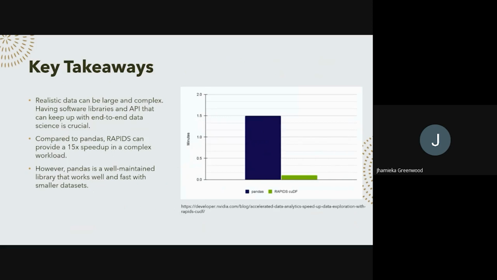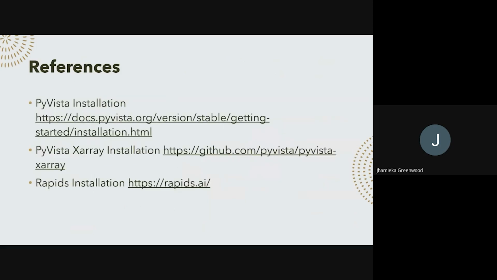And that's it for Vista and Rapids. And these are just some of the references that I used for the install. So just the links to the sites for Vista, Xray, and Rapids. And then they also have a lot of cool examples that you can work through, if you're a little rusty in Python and doing plots and visualizations with it, working through these examples was really helpful. And then also applying it to Xray data, that was really helpful as well and really fun. And then same thing with the examples on the NVIDIA site for reference.